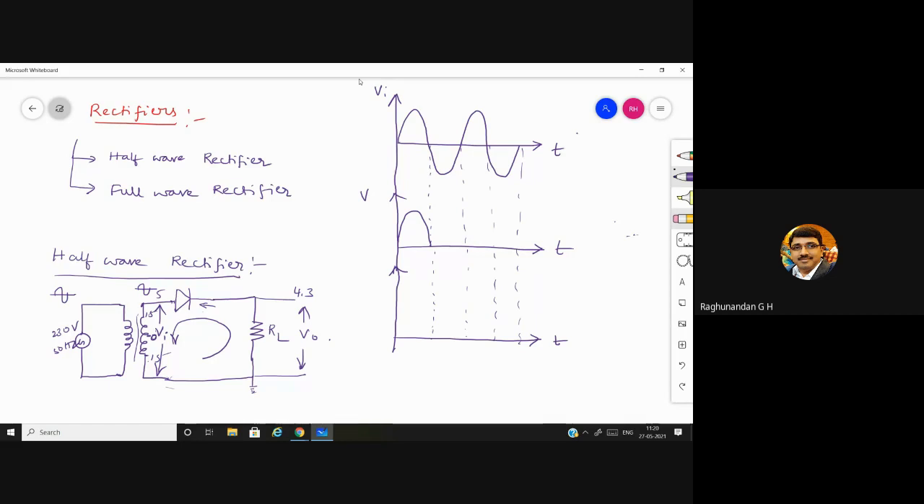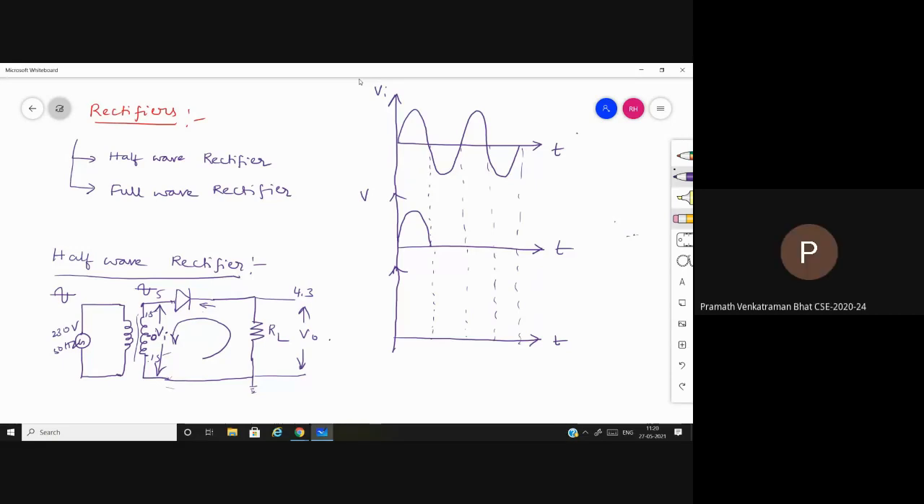What will happen to the diode? Whether it will be forward biased or reverse biased? Reverse bias, sir. It will be reverse biased. Why it will be reverse biased? Why not forward biased?